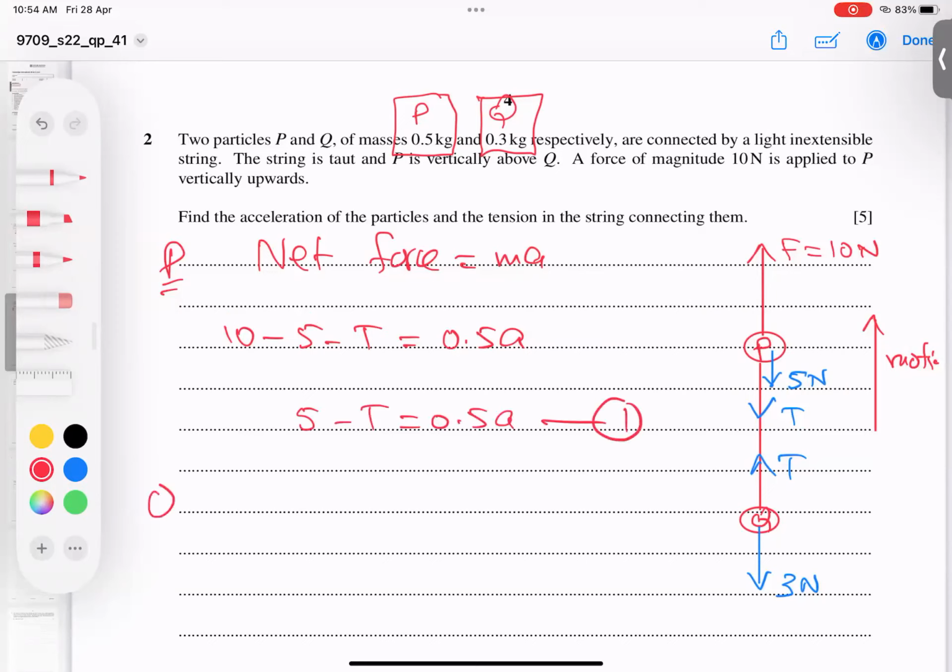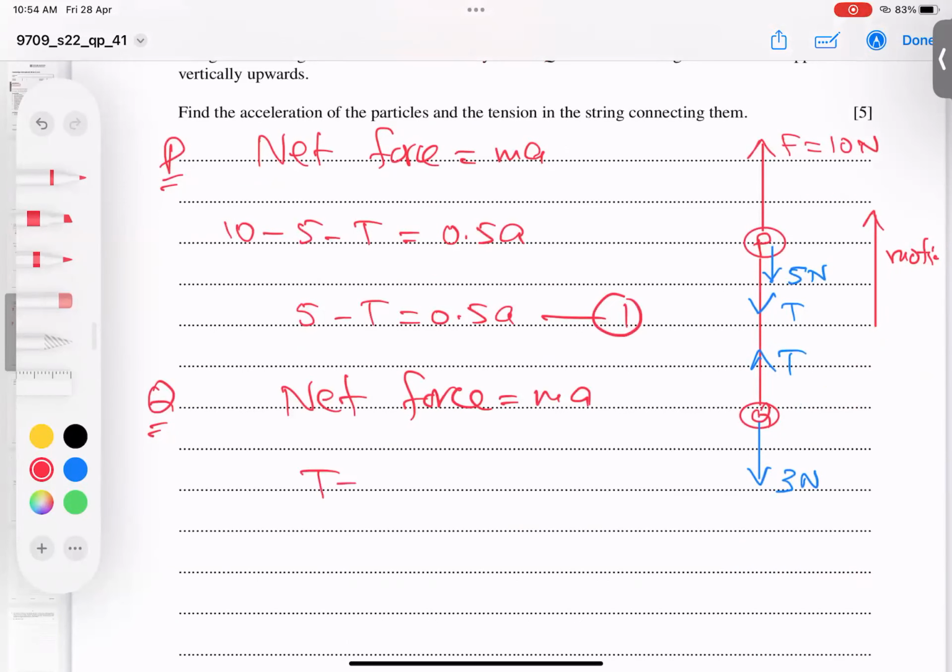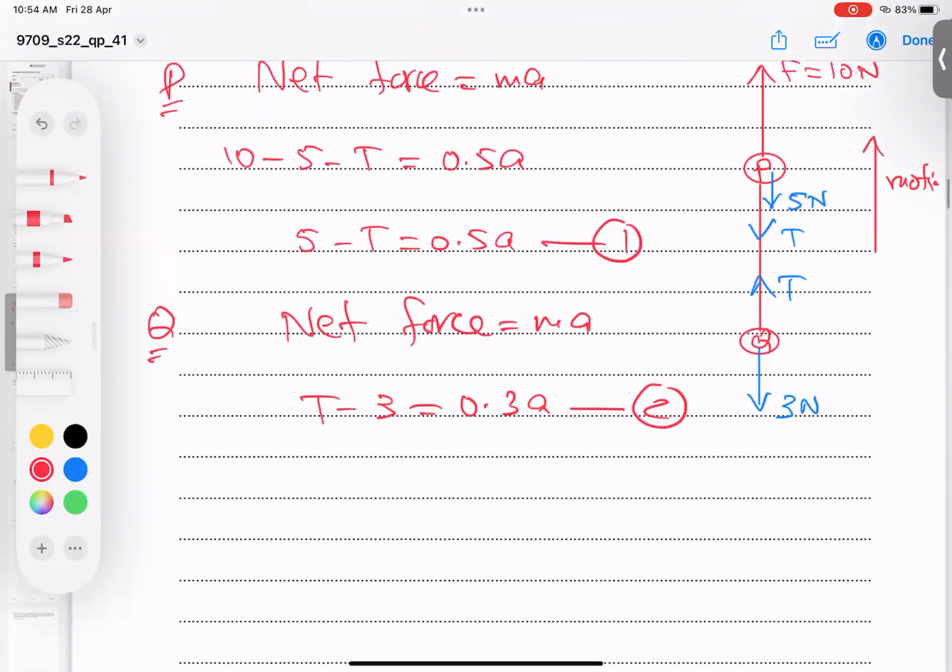The same approach, I will go for the Q particle. Because Q is also going upwards, naturally. How many forces are acting on Q, students? Two forces. This upwards, this downwards. So it means net force is equal to MA, and tension minus 3 equals MA. Equation number 2 done. Now bring these equations down, and I'm going to solve them. So let's see this equation. I will copy paste here.